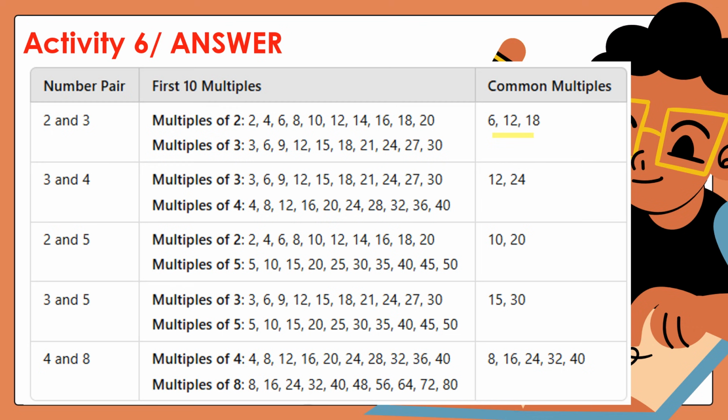For 2, 3, and 4, the common multiples are 12 and 24. For 3, 2, and 5, the common multiples are 10 and 20. For 3 and 5, the common multiples are 15 and 30. For the last one, 4 and 8, the common multiples are 8, 16, 24, 32, and 40.